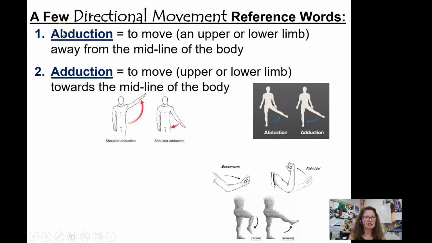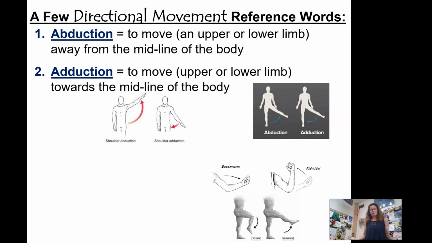So abduction, away; add, to or towards. And so where are your arms or your legs? What is the body part doing? If you're moving in an abduction movement, then that body part is moving away from the midline of the body. The midline is your middle. So I'm going to push my chair back and stand up. I'm not sure if you'll be able to see my face or not. So here's my arm, my midline. If my arm is moving away from the midline, that is abduction. If I'm moving towards the midline, I'm taking my arm and moving it towards, that's adduction.